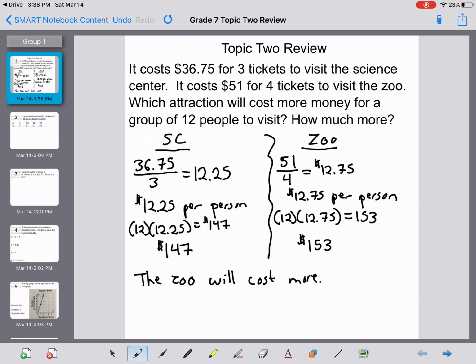And they also ask by how much more. So to find out how much more it is, I can do 153 minus 147. And when I subtract those, I have 6. So the zoo will cost more. It will cost $6 more.